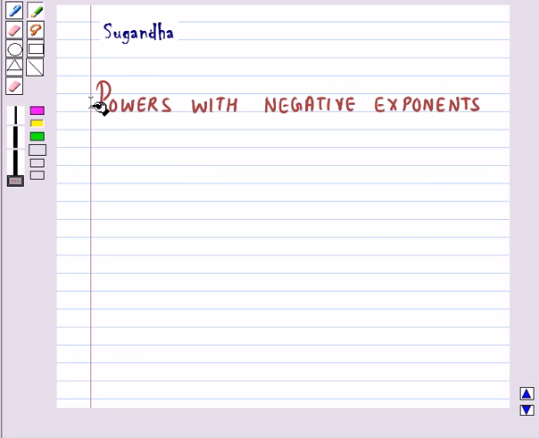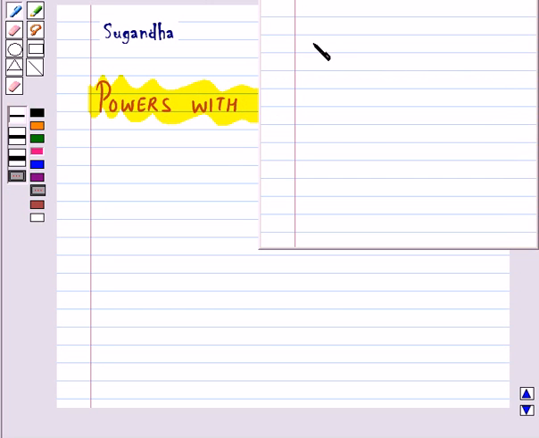In this session, first we will discuss powers with negative exponents. We already know that if you have a number, say 2 to the power m, this is equal to 2 multiplied by 2 multiplied by 2 multiplied by 2. That is, we multiply 2 m times.